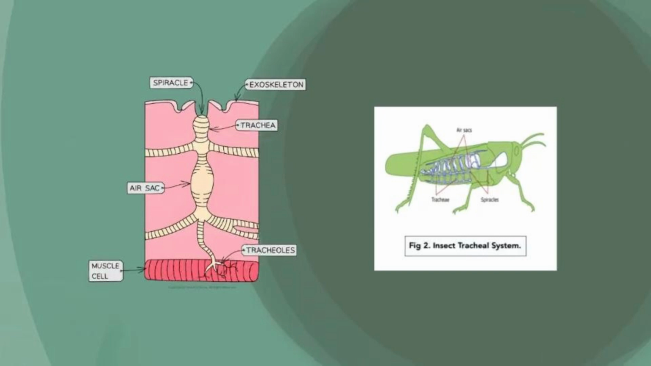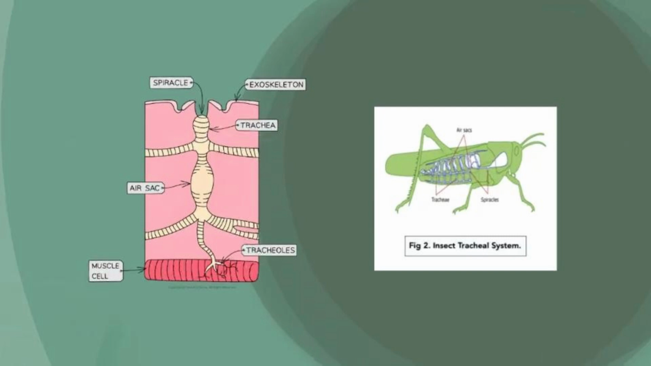So if we look at this first image showing an example of a spiracle, you can see the exoskeleton at the top, so that's going to be the outer shell of the insect, and then this little hole in the side of the exoskeleton leading into the body of the insect. So we call this a trachea, and then the smaller versions of the trachea within the spiracle is called a tracheole. And you may also notice that the tracheole here is leading to a muscle cell.